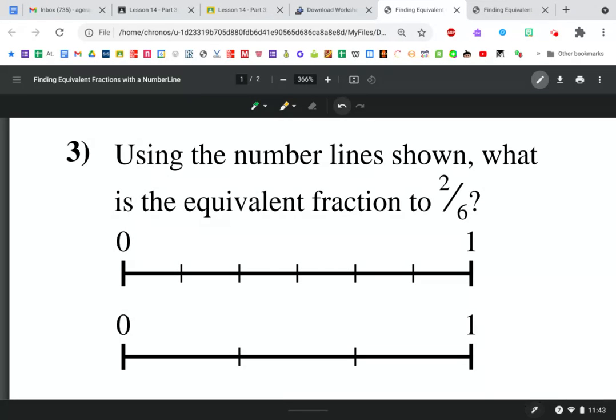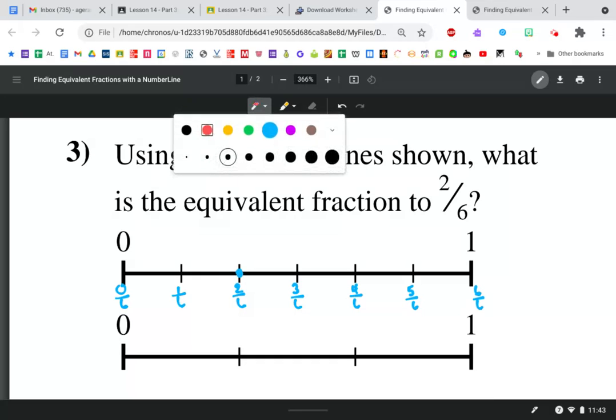Let's go ahead and label it. We got 0/6, 1/6, 2/6, 3/6, 4/6, 5/6, and 6/6. Okay. Now, 2/6 we know is right here. Now that we found it, perfect. Let's go ahead and label the second number line.